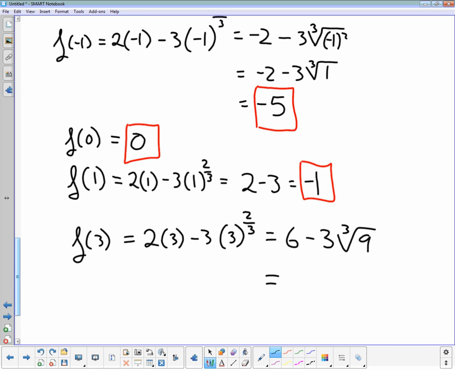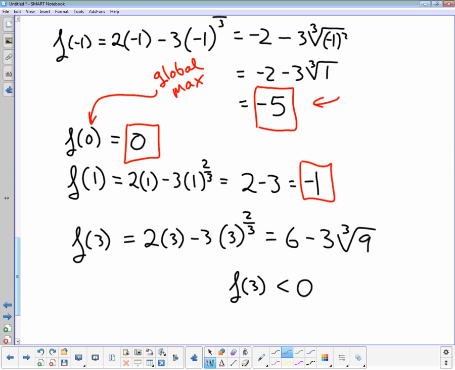So this becomes my maxima. Actually, let me say that. It's global max. Global min. Local min.